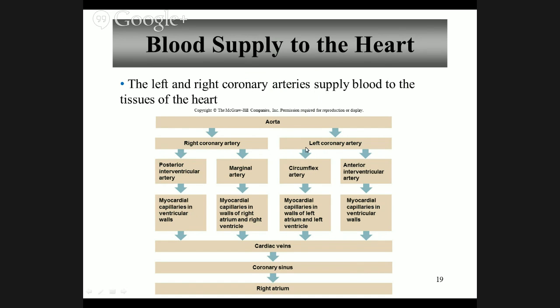While at the same time, the left coronary artery divides into the circumflex and the anterior interventricular artery. The circumflex artery sends blood to myocardial capillaries in the walls of the left atrium and left ventricle, while the anterior interventricular artery sends blood to the myocardial capillaries in the ventricular walls. All that blood is then pumped to the cardiac veins through the coronary sinus to the right atrium.